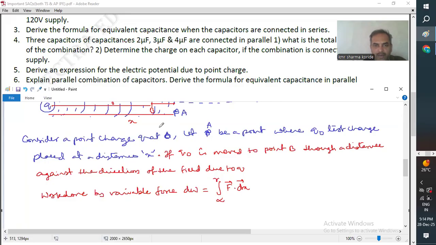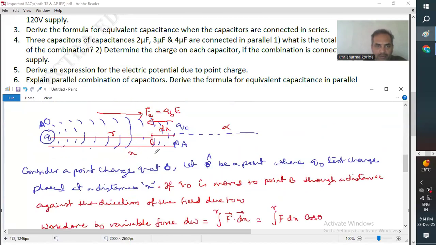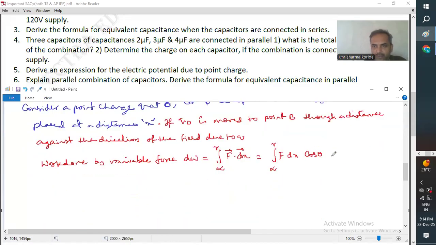Since the charge is brought in the direction opposite to the field, if you remove the dot product, it is F dx cos theta, with limits infinity to r. So the field direction and force direction are opposite to displacement. Therefore theta will be 180. Now W equals integration of F dx, cos 180 is -1. Integration of dx is just x.